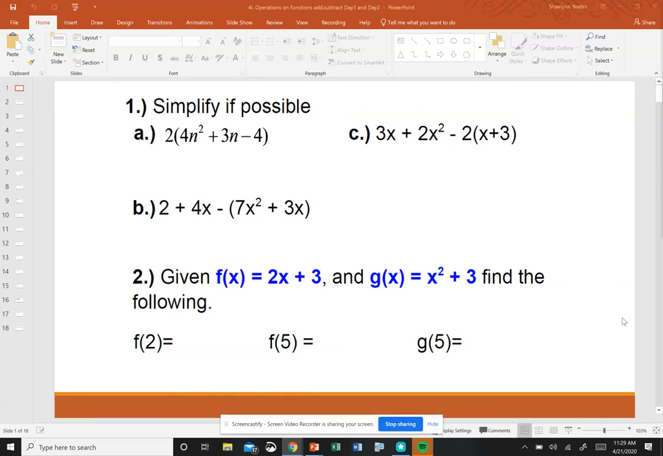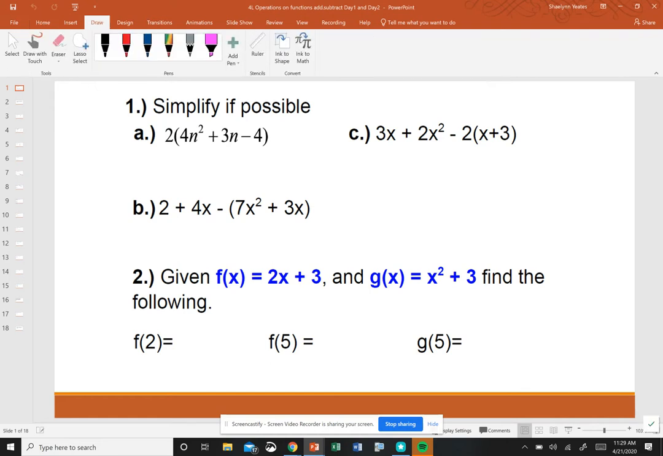Hey guys, we are starting our operations on functions unit. We're going to start with adding and subtracting functions, and we're going to just start with some skills that you guys already kind of know, and we're going to simplify as far as possible, if it's possible.